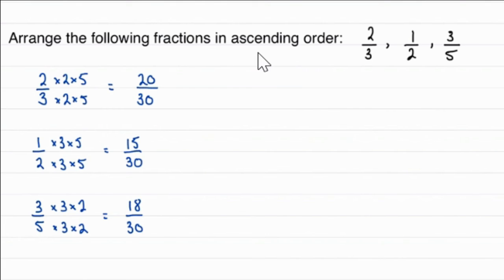Now just writing them in ascending order, so just looking at the numerators, going from the smallest to the biggest. So my first one will be 15/30, followed by 18/30, and then last of all, 20/30.